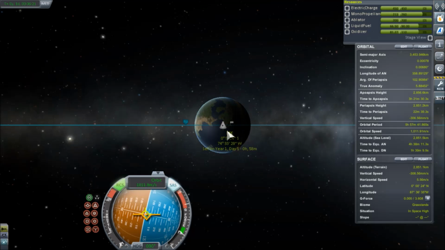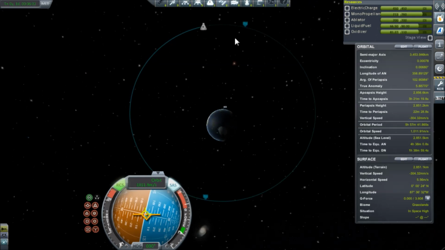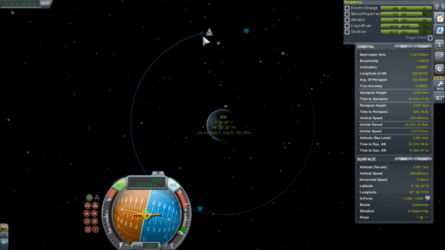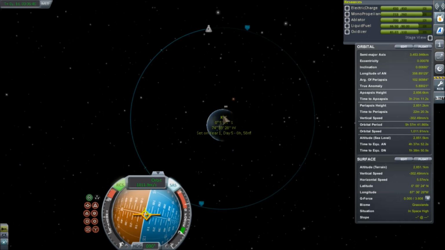And here we are now. We've finished all of the burns that we need to do, and I think I burned just a little bit too late, because as you can see, I'm not directly overhead, but I am pretty close. That's not too big of an angle. We're not going to lose too much data going that way.